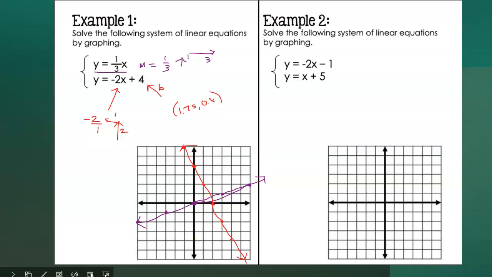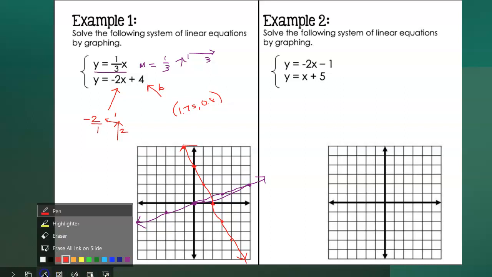Just make sure that I'm not missing any kind of line drawing ability here. Nope, pen, highlighter, eraser, that's it. All right, it is what it is.